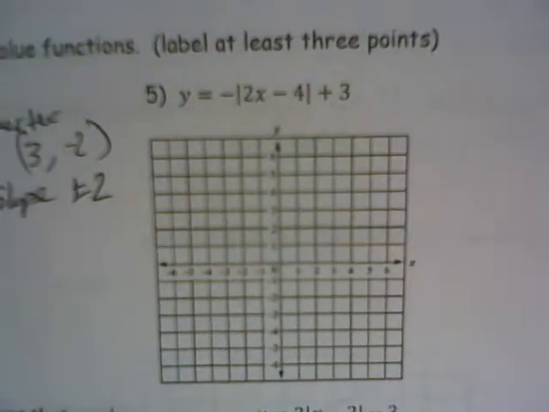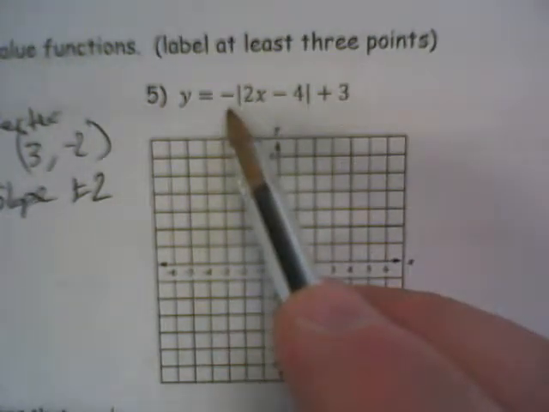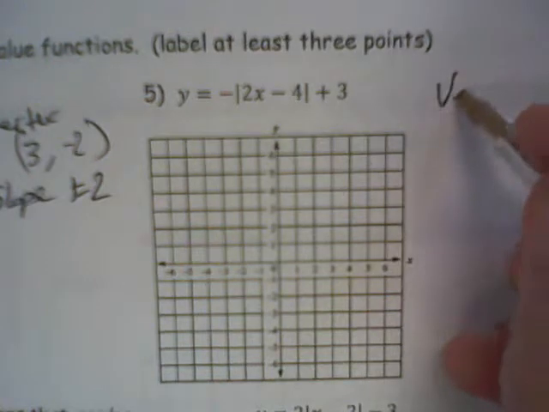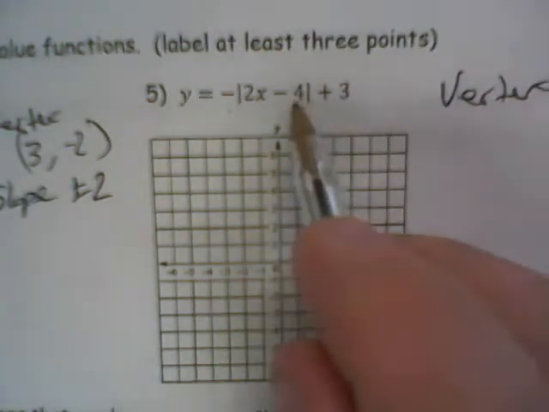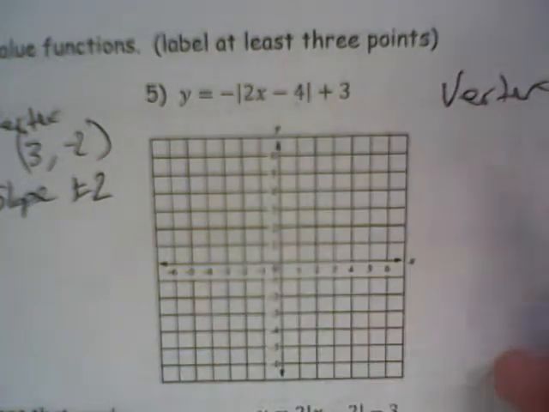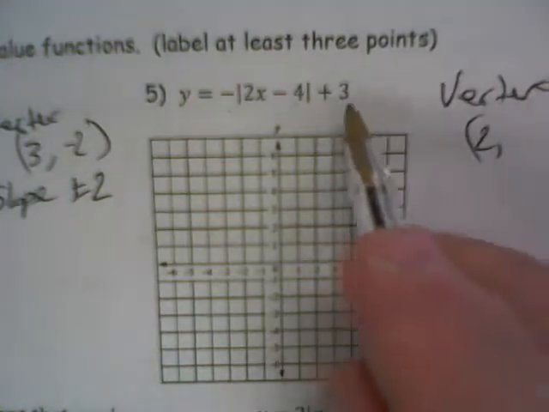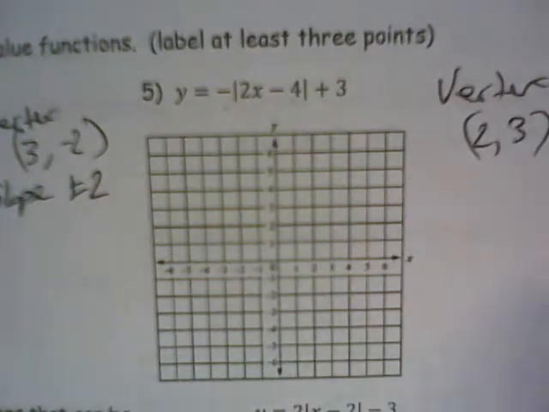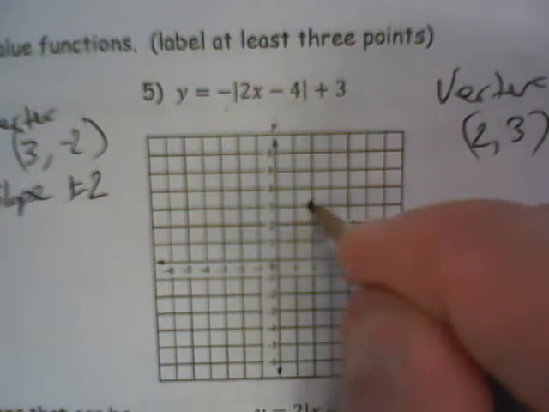This parabola, or this V, is going to be opening down because the A value is negative. To find the vertex here, we're going to take negative 4, which is positive 4, over 2, which is at 2, and then the C value is 3. So this is going to start at 2, 3, which is right here.